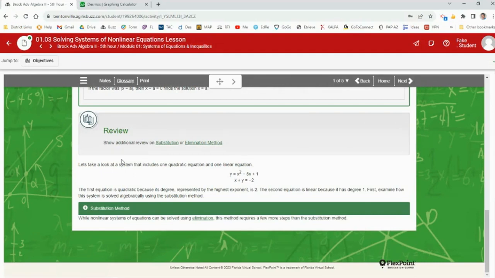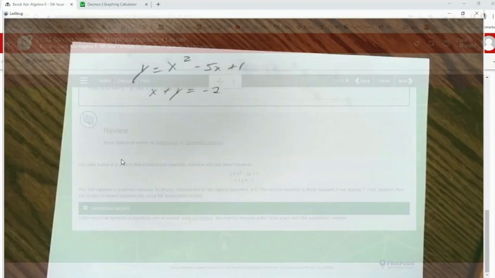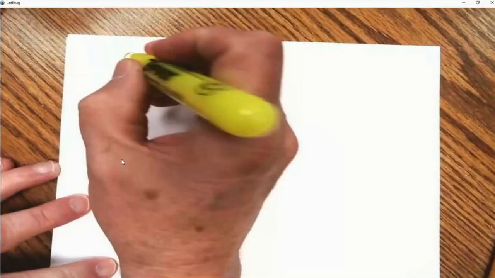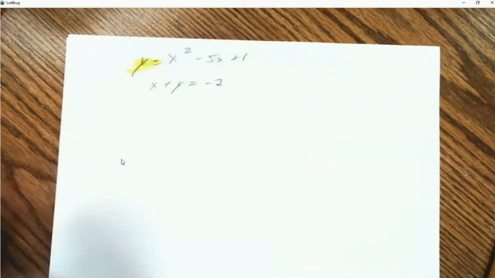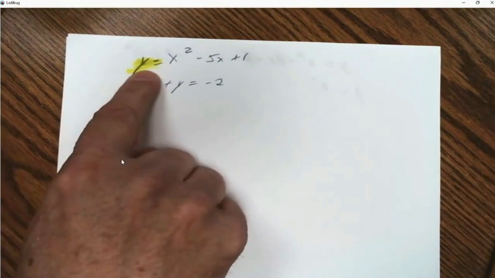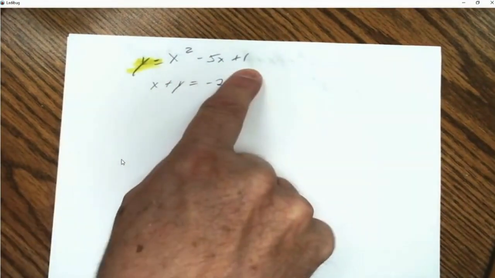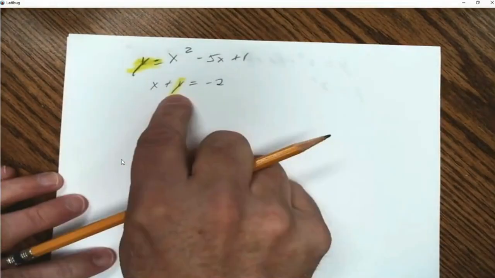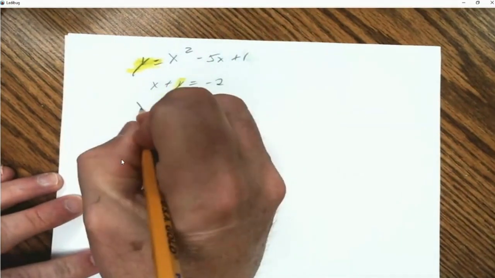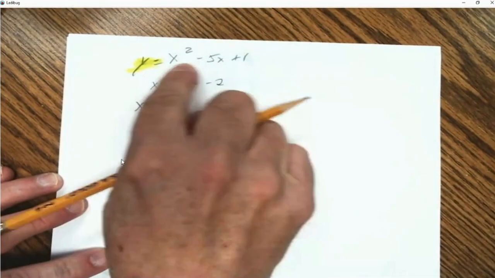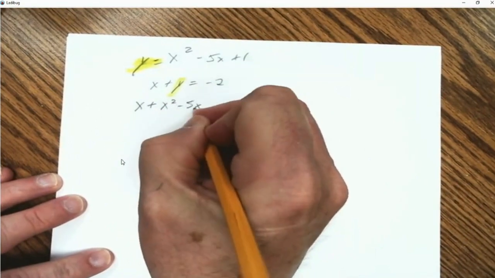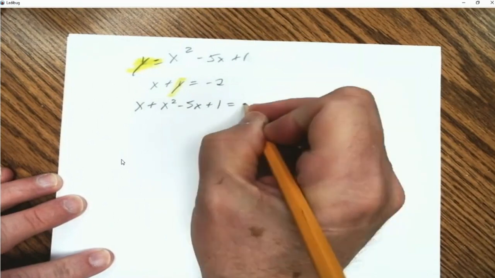All right, so what we have is two equations. One's linear. Oh, let me put it up on the screen. One's linear. One's a quadratic. Now, here's the thing we know. We know that y equals this equation. So we can take that and substitute it in the second equation for y. So we have x plus x squared minus 5x plus 1 equals -2.